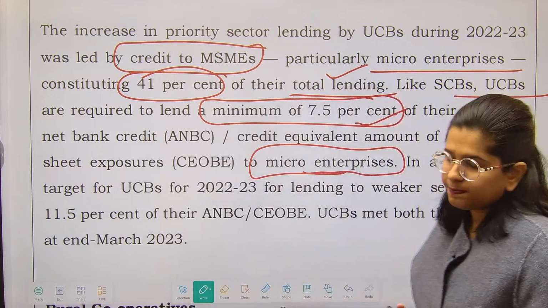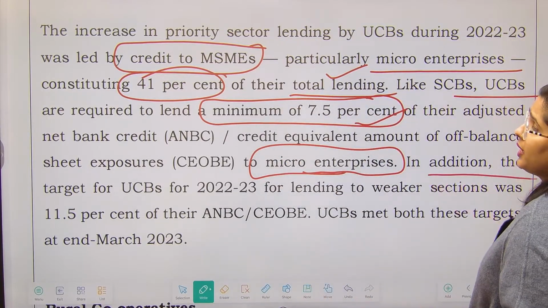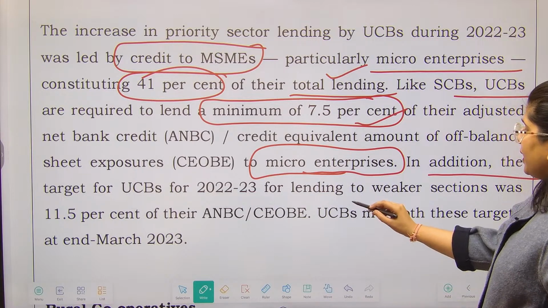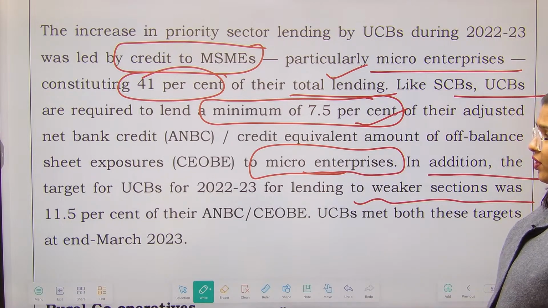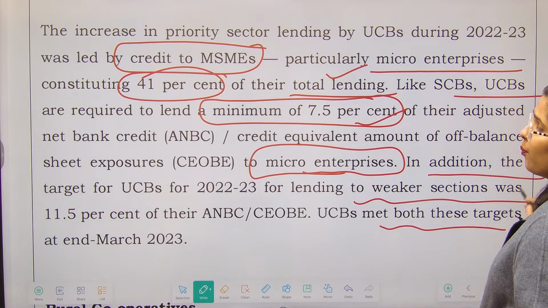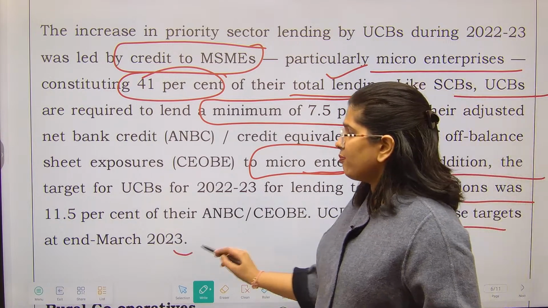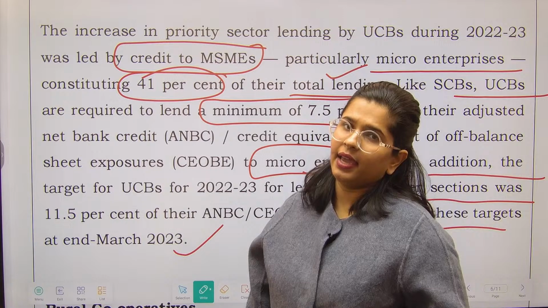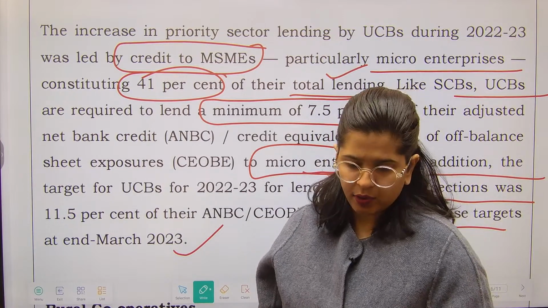ठीक है? In addition, the target of urban cooperative banks for the year 2022-23 for lending to weaker section was 11.5%. UCBs met both these targets by the end of March 2023. दोनों ही targets जो हैं वो meet up किए गए हैं urban cooperative banks के द्वारा, right?